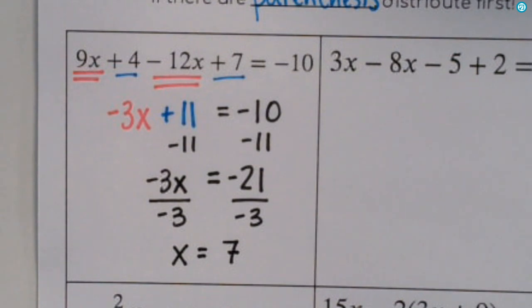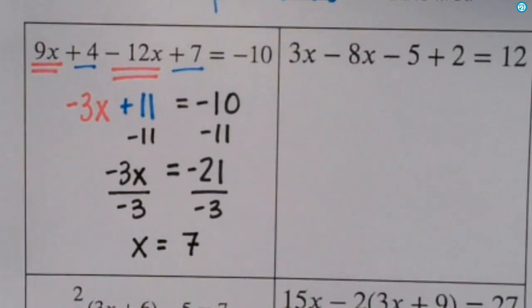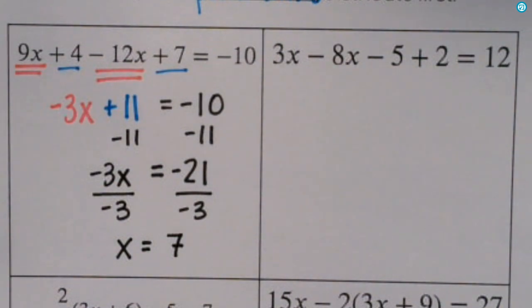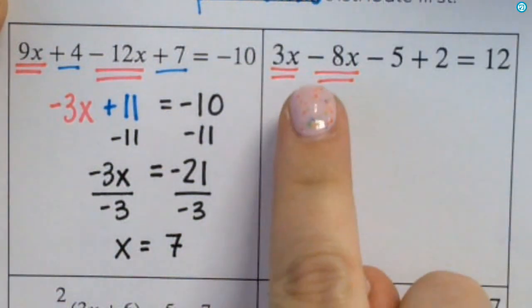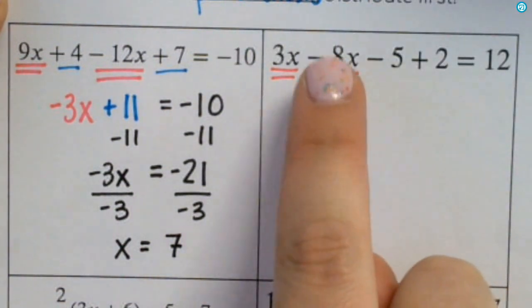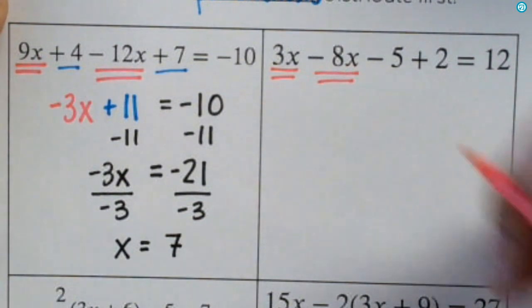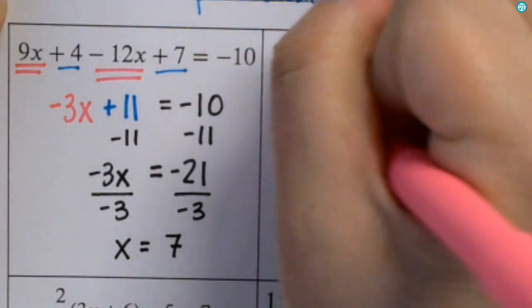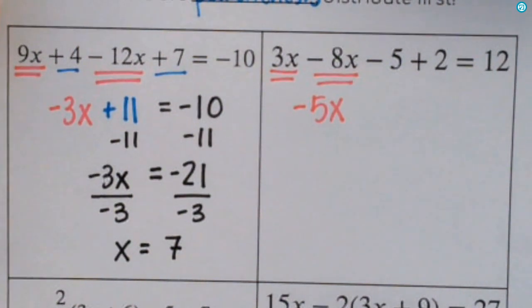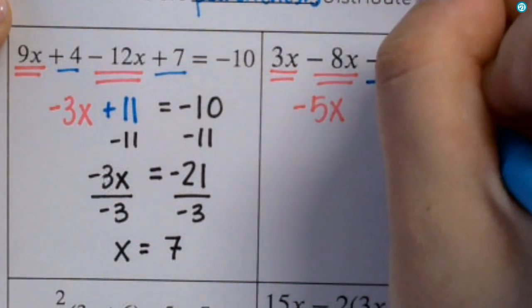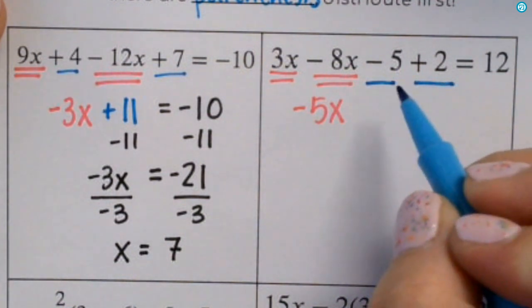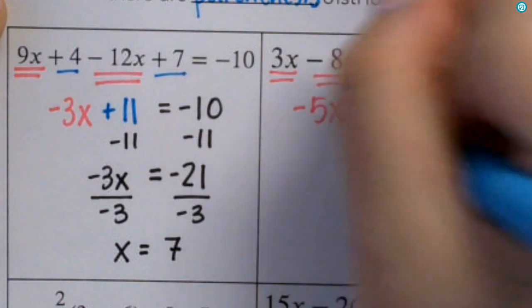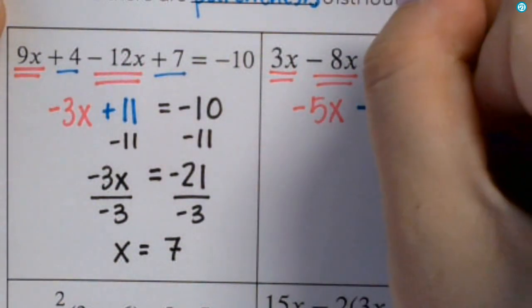Okay, moving on to the next one then. We've got 3x - 8x - 5 + 2 = 12. Once again, we're going to combine the x's together. This time they're right next to each other, and it's pretty easy to see that this is just 3 minus 8 since that 8's negative. So 3 minus 8 is negative 5, so I've got -5x. And then this -5 plus 2: I'm moving 2 closer to 0, so it's going to be -3. And that equals 12.